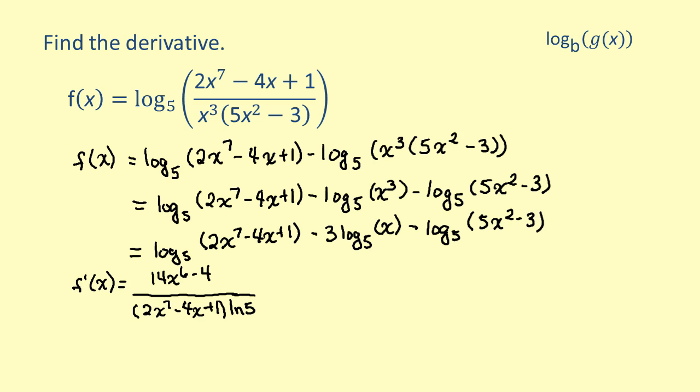Next, we'll look at the second term. Following the same process, we get minus 3 over x times the natural log of 5. Since the derivative of x is just 1, we are only left with 3 in the numerator. Finally, we'll use this process again for the third term. The derivative of the argument is 10x, so that will be our numerator. So we have minus 10x over the quantity 5x squared minus 3 times the natural log of 5.